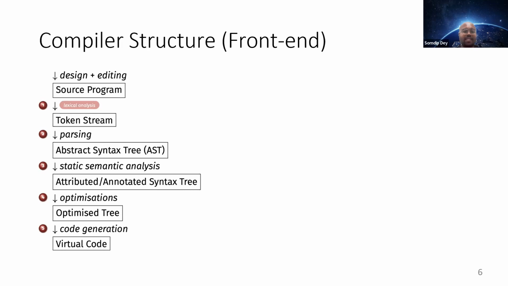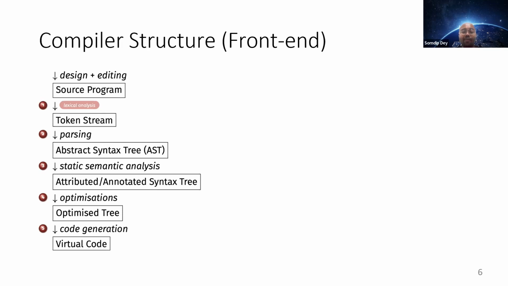After the tokens are generated, they are processed by the parsing phase of the compiler. In the parsing phase, a parse tree or an abstract syntax tree is generated. The abstract syntax tree is then processed by static semantic analysis. In static semantic analysis, the compiler generates an annotated syntax tree with additional information that helps the compiler to further process it.